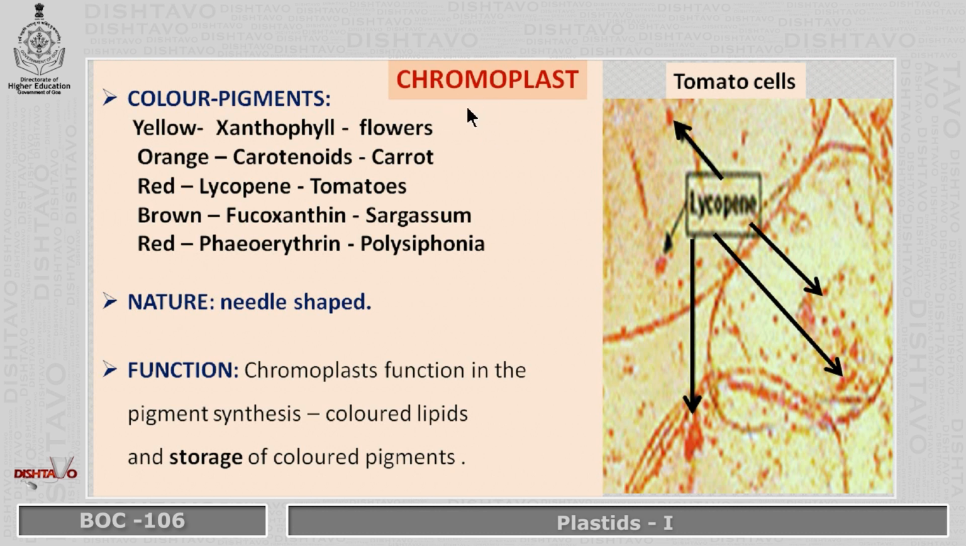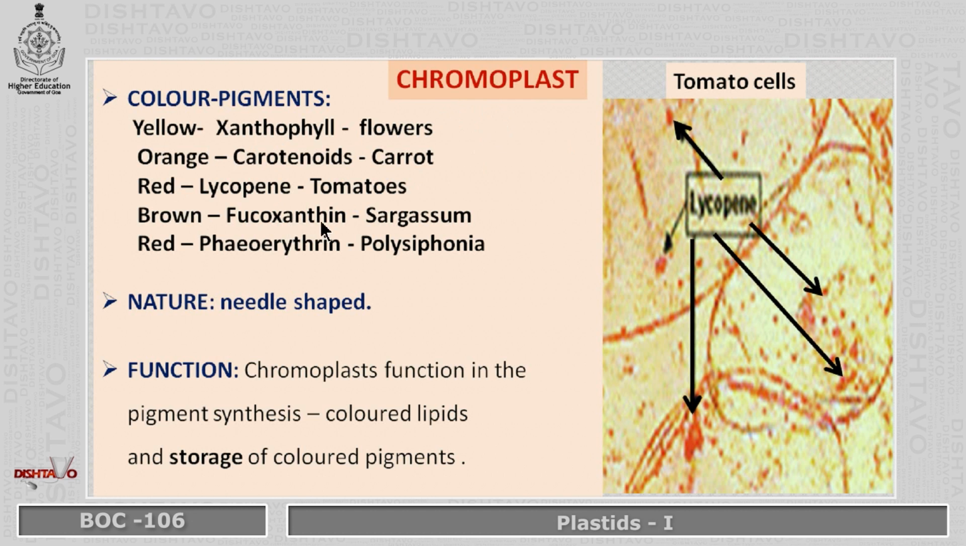Now we go back to plastids, that is the chloroplast, the chromoplast. The chromoplasts have different types of pigments. If they are yellow in color, we call that pigment xanthophyll, which is normally seen in flowers and fruits. Then we have the orange carotenoids, which we see in carrot very prominently.